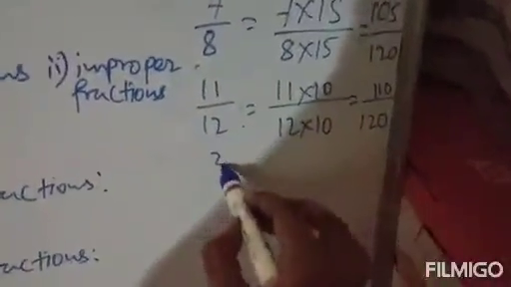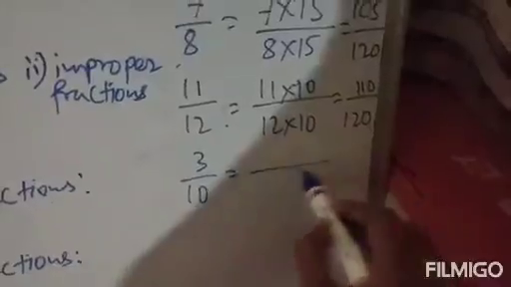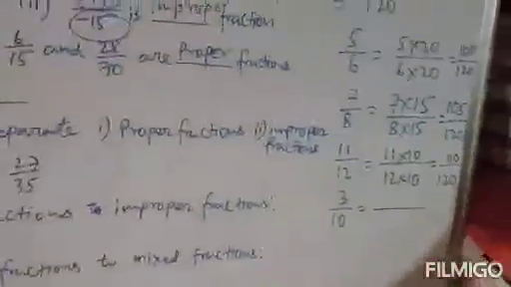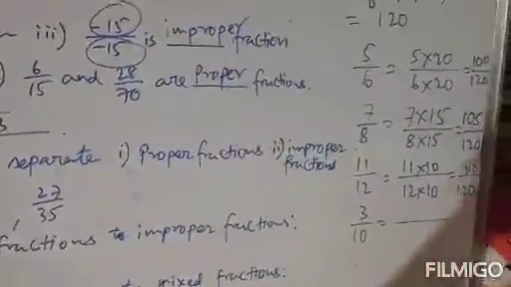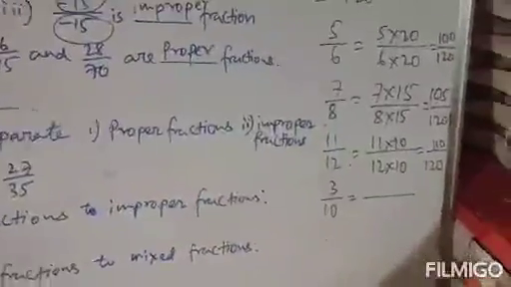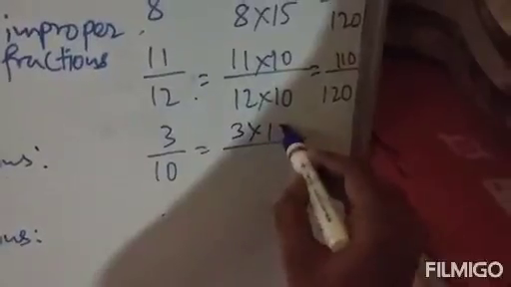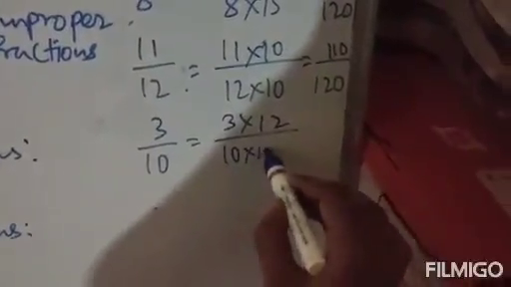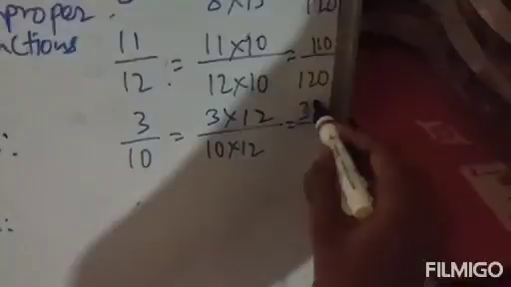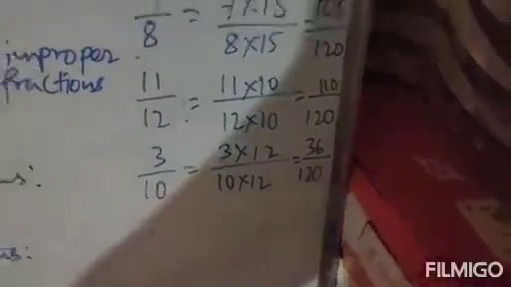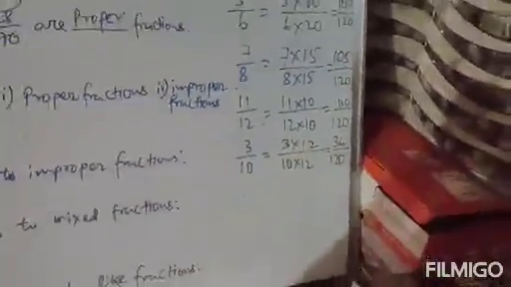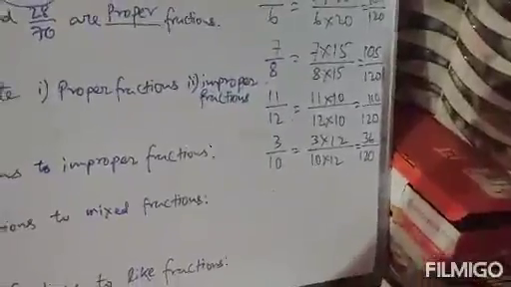Next fraction is 3 by 10. Now 10 is the denominator. So divide LCM, that is 120, by 10. Your answer is 12, that is the quotient. So multiply. This is 36 and this is 120. Clear? So this is 36, this is 120.